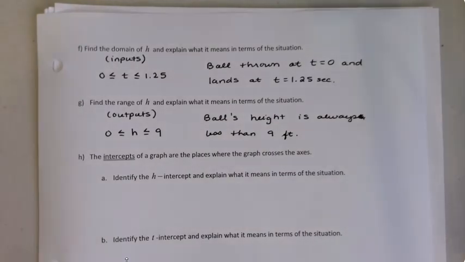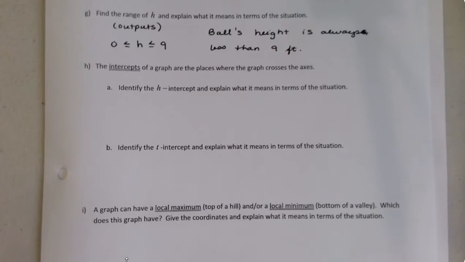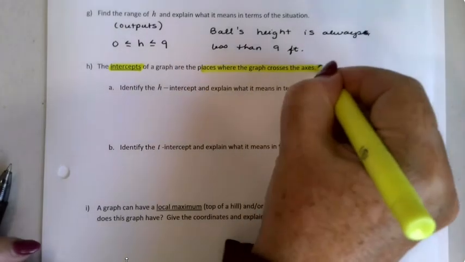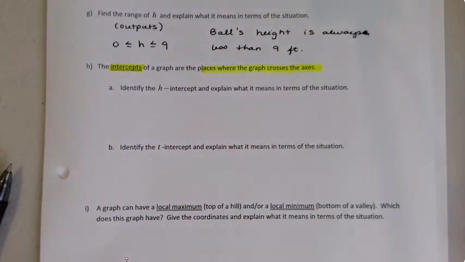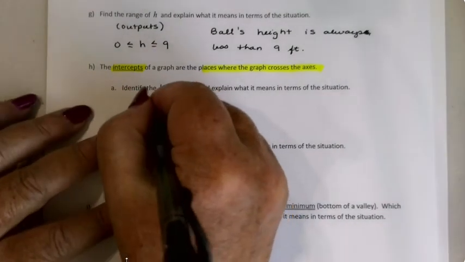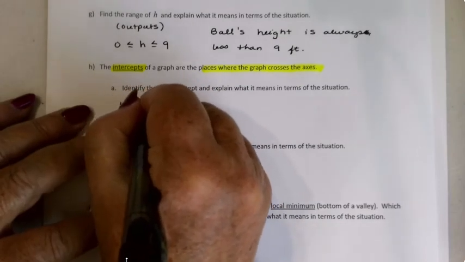Okay, we have a couple more new definitions here. The next one is the intercepts. The intercepts of a graph are the places where the graph crosses the axes. They're often kind of special. They often have particular meanings or interesting applications, so we're often very interested in those intercepts. And I'm going to start here with the h-intercept. This is where we cross the h-axis.